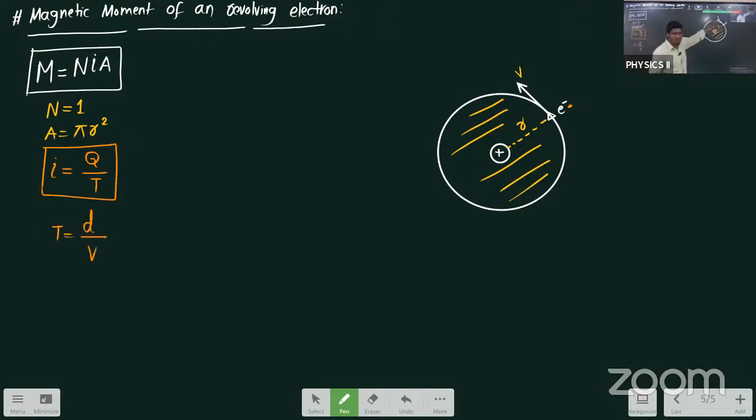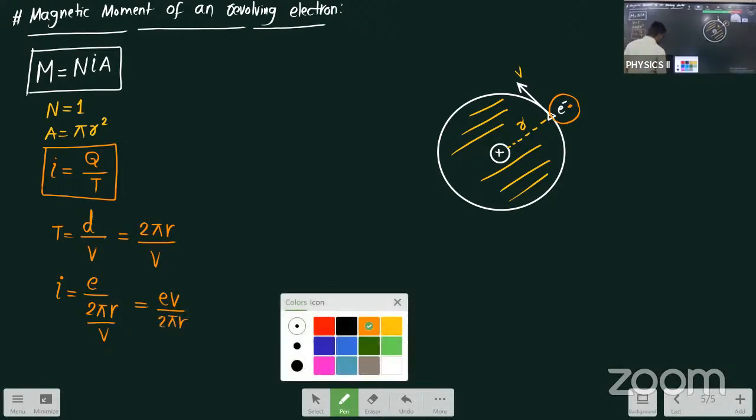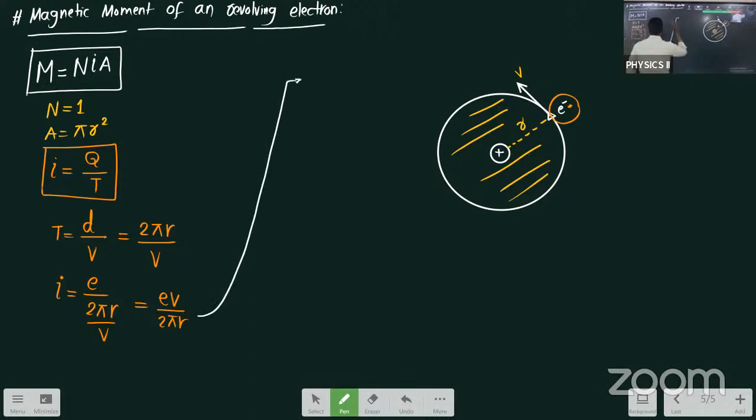How much distance is this electron covering? It is covering 2 pi r distance. So t is 2 pi r divided by v. Let us substitute that value in I. What will this equation become? I is equal to charge Q, and the charge flowing is the electron, so I can write e, divided by the time t, which is 2 pi r divided by v. This becomes ev divided by 2 pi r. So finally, the value of current is I is equal to ev divided by 2 pi r.